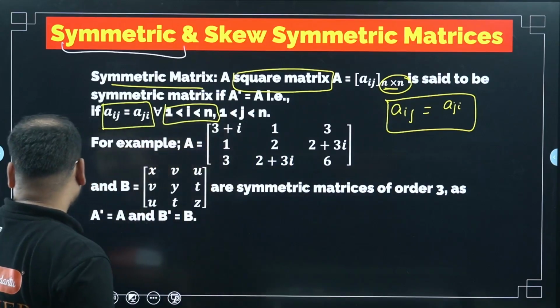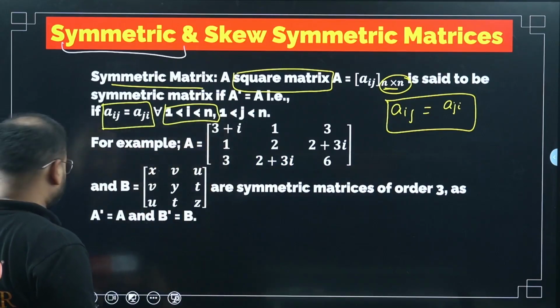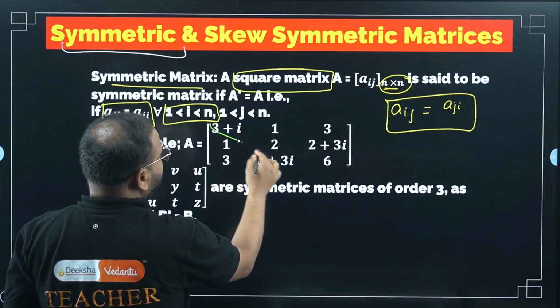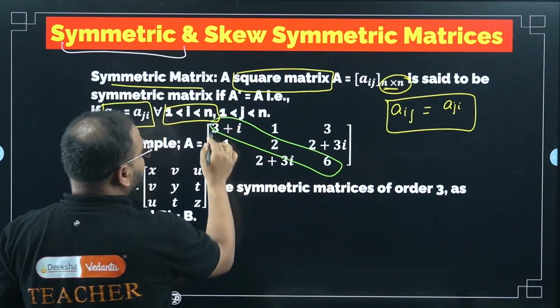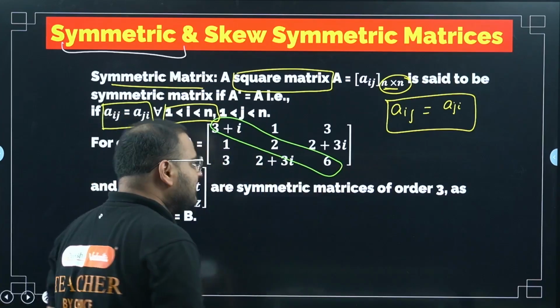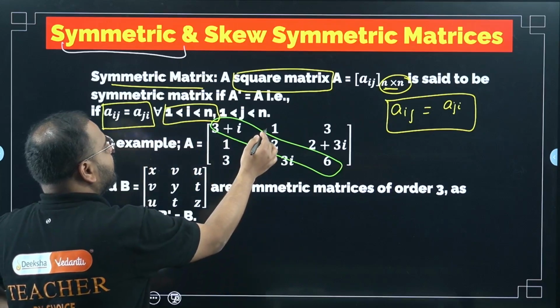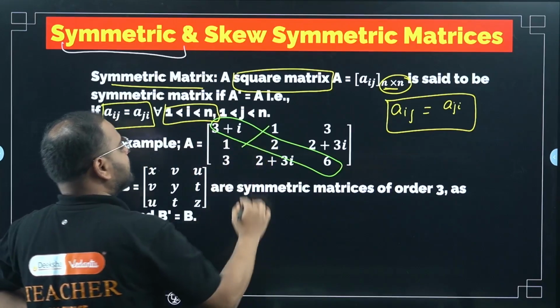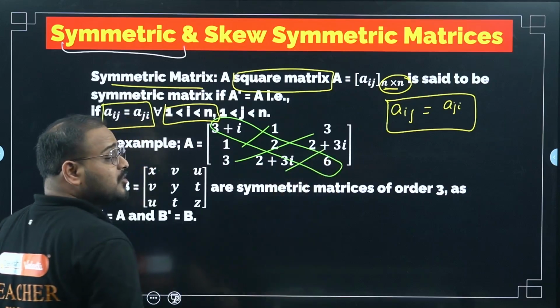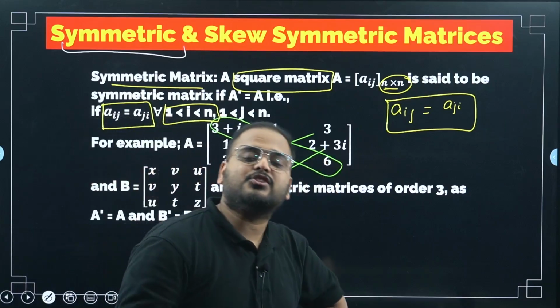Check here, if I show you. We will forget about the diagonal, because that will be kept as it is. 3 plus i, 2 and 6 are my diagonal elements. Now check the mirror image about the diagonal: 3 and 3, and 2 plus 3i. It does not matter whether it is complex or not, whether it is a function or not.